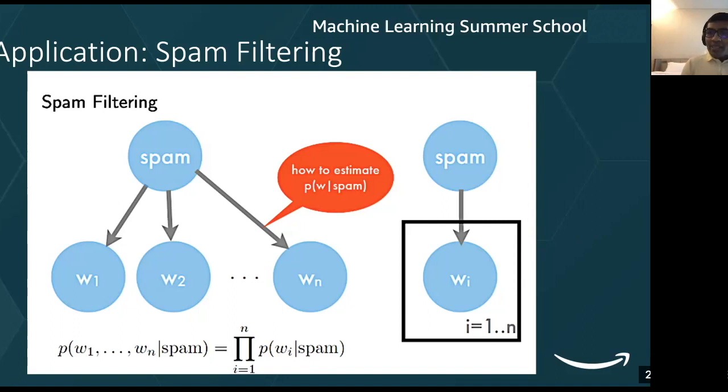Another interesting aspect of the graphical model is that given the spam node, the words W1 to Wn are independent of each other. And this is often referred to as conditional independence. Conditional independence is a fairly important concept that will be occurring several times in this lecture. Conditional independence allows us to factorize the probability distribution as shown in the expression below.